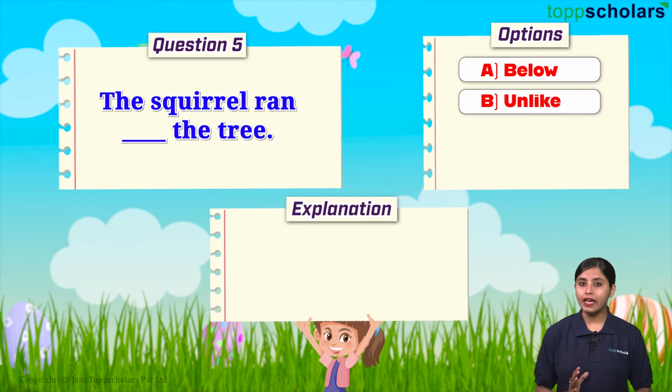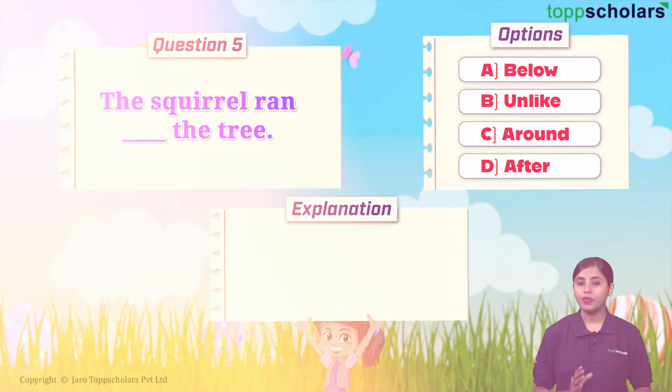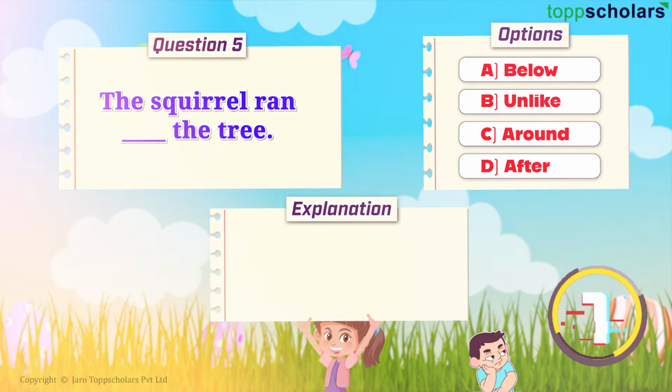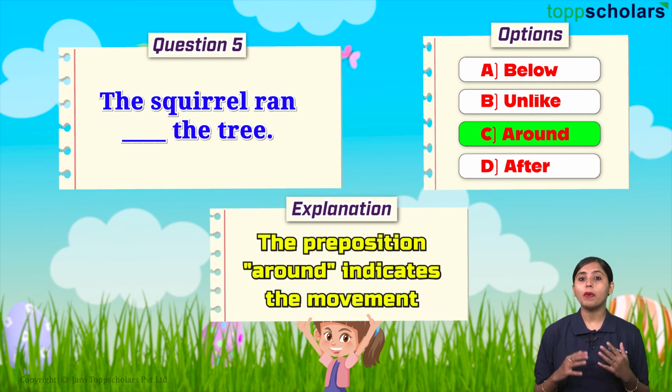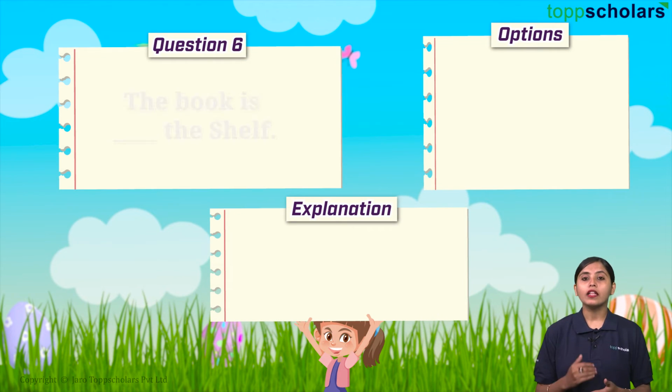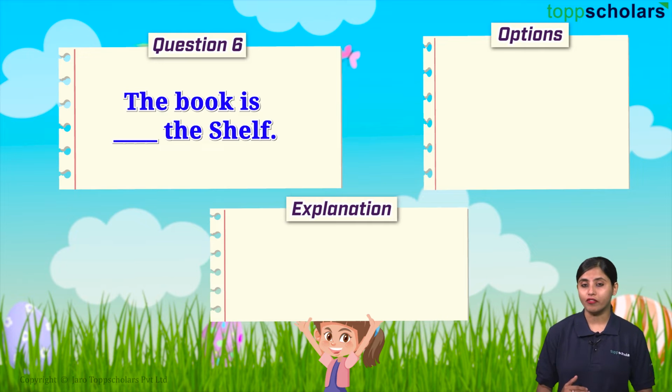Below, unlike, around, after. Answer: around. The preposition around indicates the movement of the squirrel in a circular path, encircling the tree. Sixth, the book is dash the shelf.